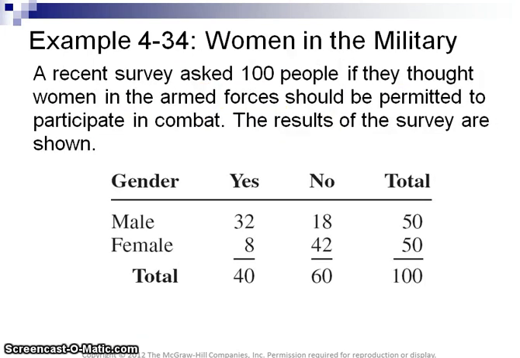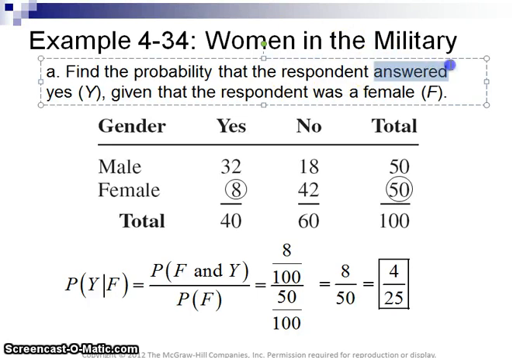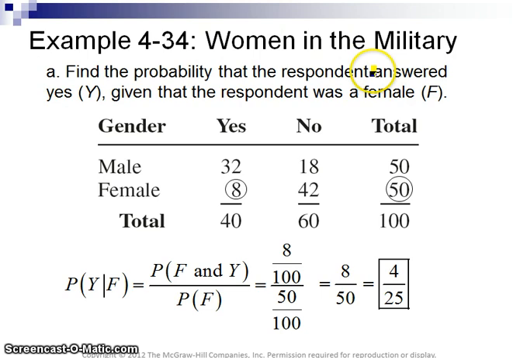Another example of conditional probability. Here we have a chart. A recent survey asked 100 people if they thought women in the armed forces should be permitted to participate in combat. The results of the survey are shown. Okay, so this is our information that we're given to work with. Well, the first question is, find the probability that the respondent answered yes, given the respondent was a female. So now look at this. We're looking for the probability that they answered yes, given that the respondent was a female.